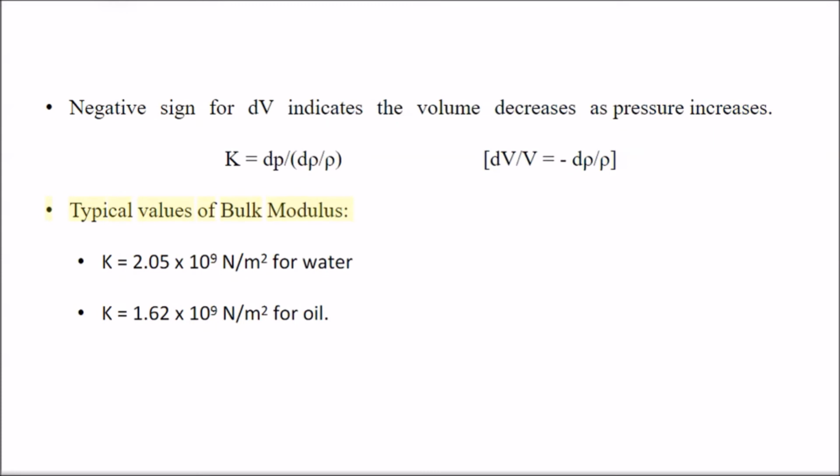Typical values of bulk modulus. K equals 2.05 x 10^9 N/m2 for water. K equals 1.62 x 10^9 N/m2 for oil.